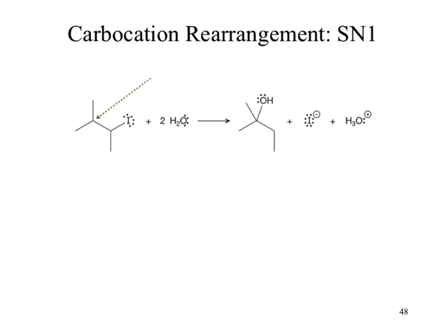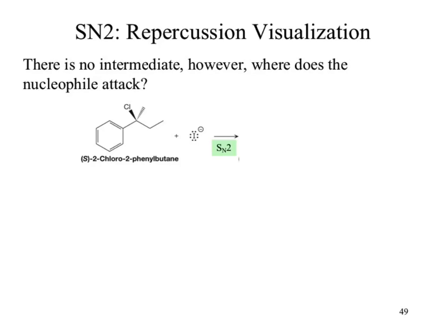Okay? There's our answer. SN2, our repercussions. What was the big issue with our SN2? It is one step, so the iodide comes in and attacks. Where does the iodide come in and attack? Backside attack. It's a backside attack.